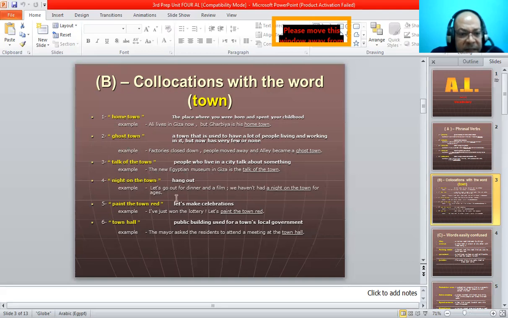Number 4, night on the town, hang out. Example, let's go out for dinner and a film. We haven't had the night on the town for ages. بقالنا فترة كبيرة ما خرجناش يعني.